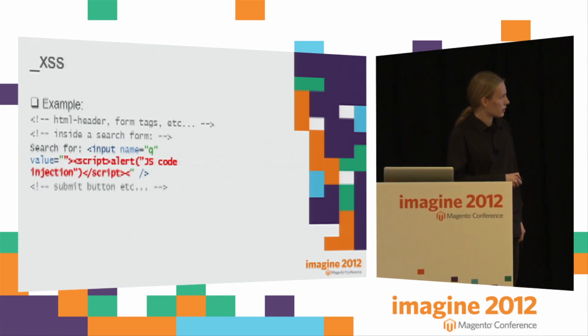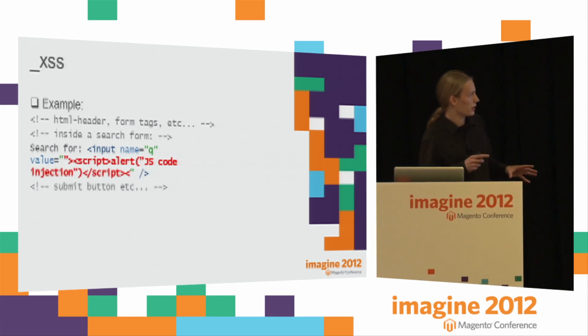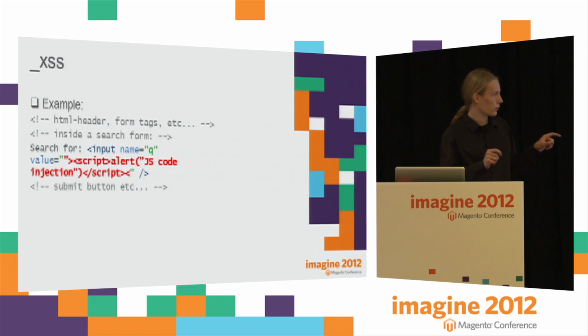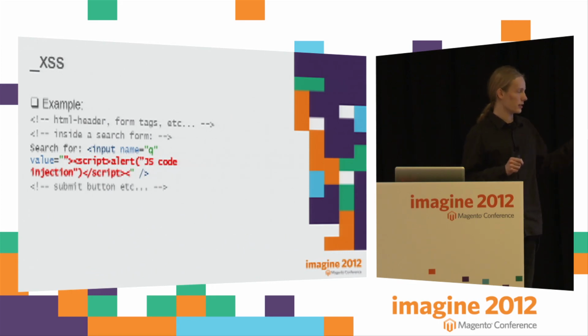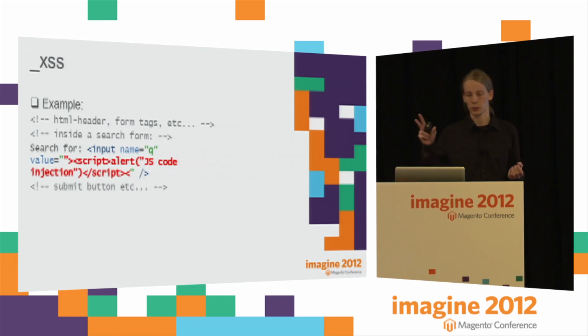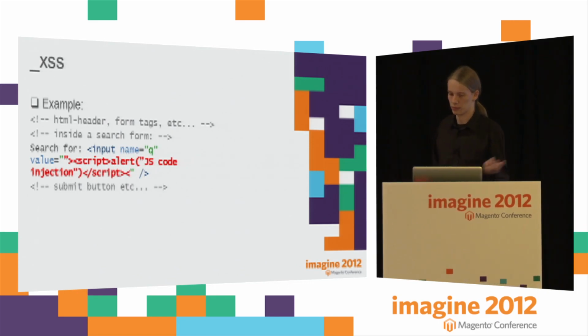But an attacker now could use this. Here, it closes the HTML tag, and then it adds a new script tag for JavaScript code. In this case, it only shows a little message box which shows us JS code injection. But it's also possible to load other JavaScript code or, well, basically do whatever the attacker wants.